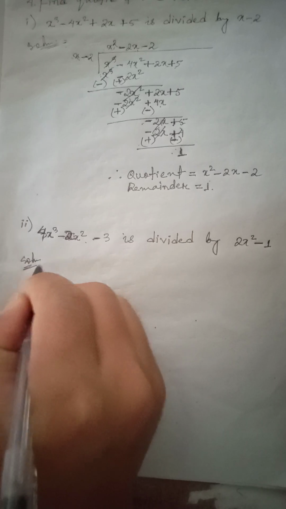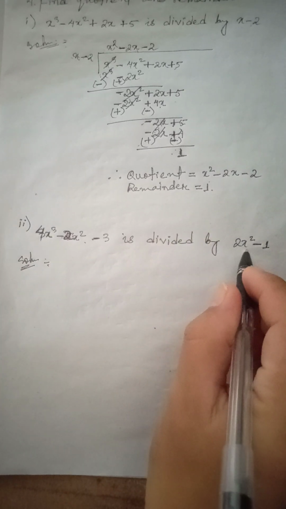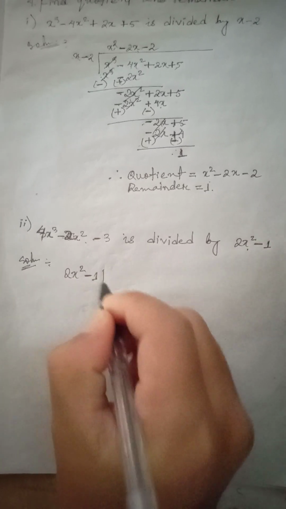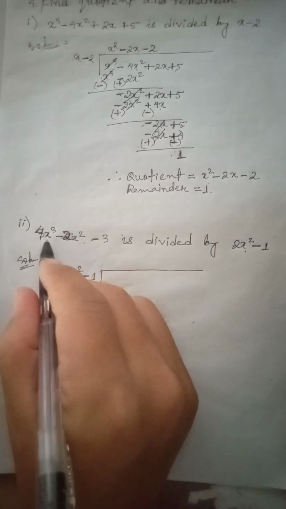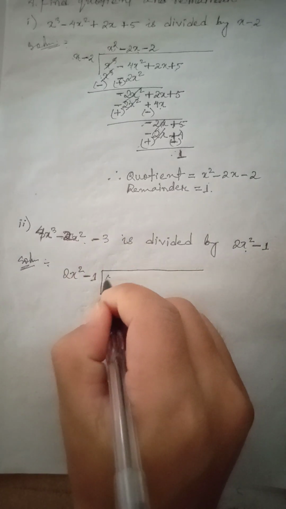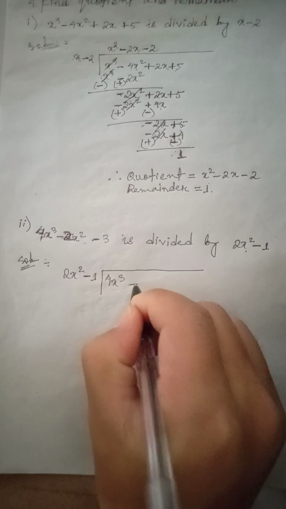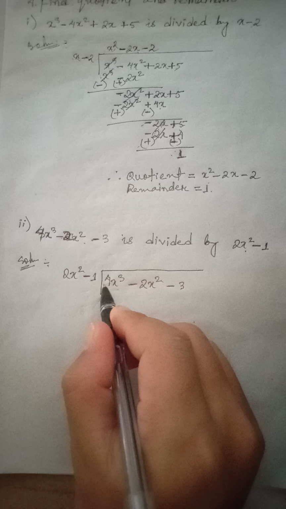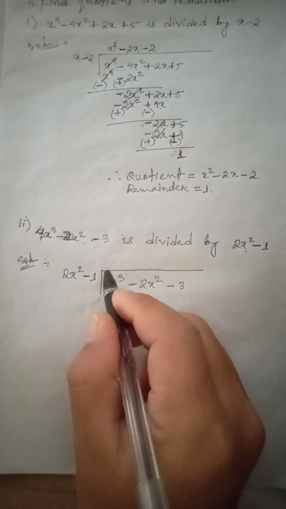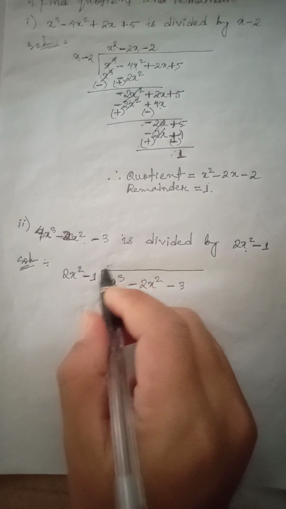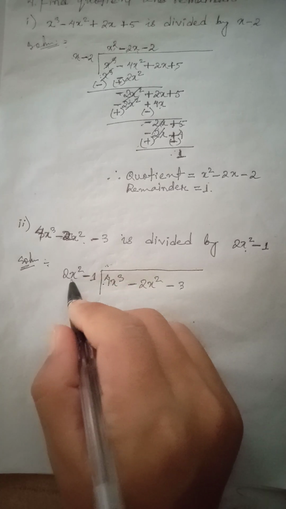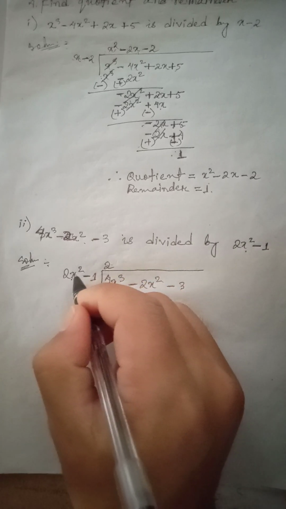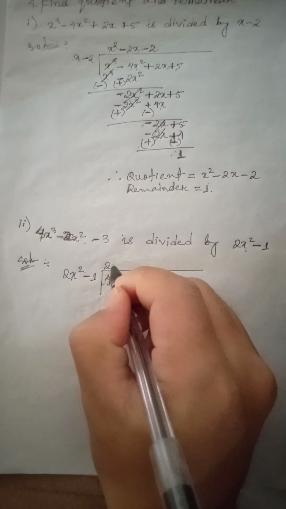Solution. Just write this one, 2x squared minus 1. And what is the polynomial that we will be dividing? 4x cubed minus 2x squared minus 3. What is the sign that we have here? It is plus. If it is plus, no need to put any sign here. Just write whatever number you want to multiply with this. 2 how many times will give you 4? 2 into 2 will give you 4. X squared how many times will give you x cubed? It will be x.